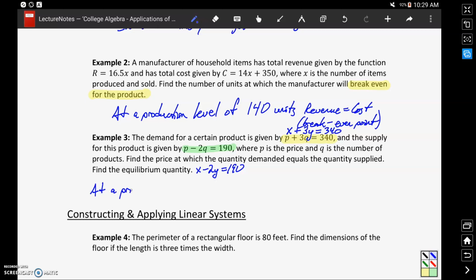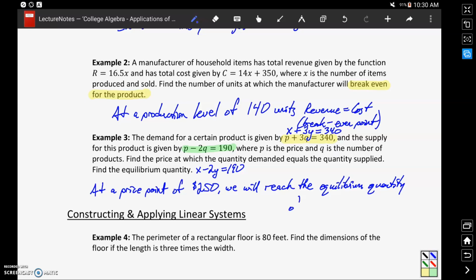So at a price point of $250, since our value for x replaced our value for p, that's our price point, we'll reach the equilibrium quantity of 30 units. So in each of these cases where our equations are given to us, we can simply plug those into Desmos. In the case of this third example, we replace our variables with x and y, but we simply type in those equations and find those points of intersection.